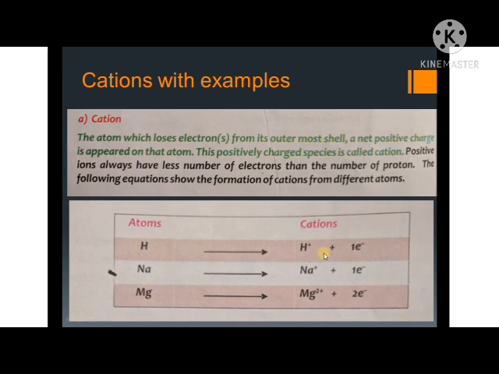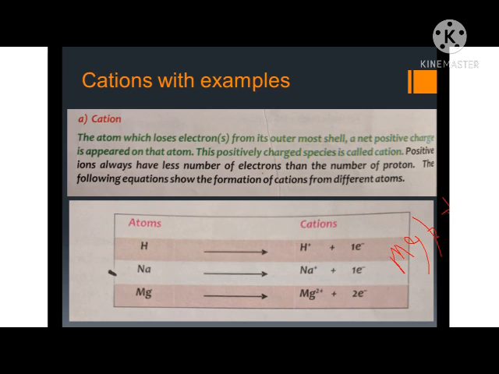Similarly, hydrogen will lose 1 electron and will be charged positively. Similarly, magnesium loses 2 electrons from its outer shell and gets a 2 positive charge. This 2 positive charge arises because in the last shell of magnesium there are 2 electrons. So these 2 electrons will be lost for obeying the octet rule. That's why we see a 2 positive charge.